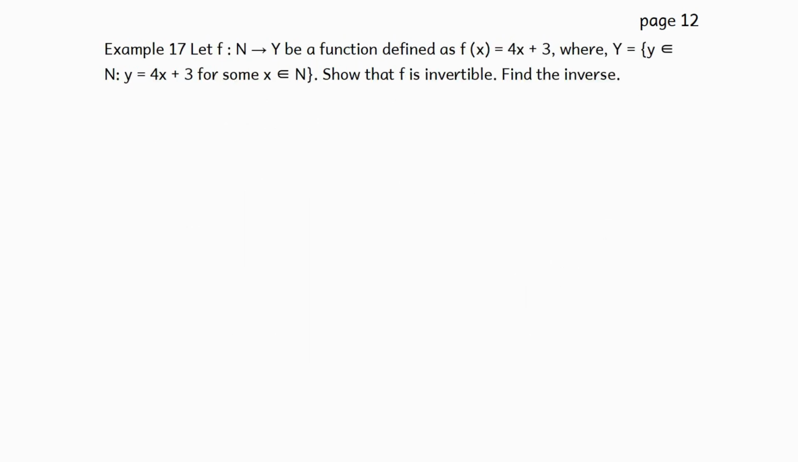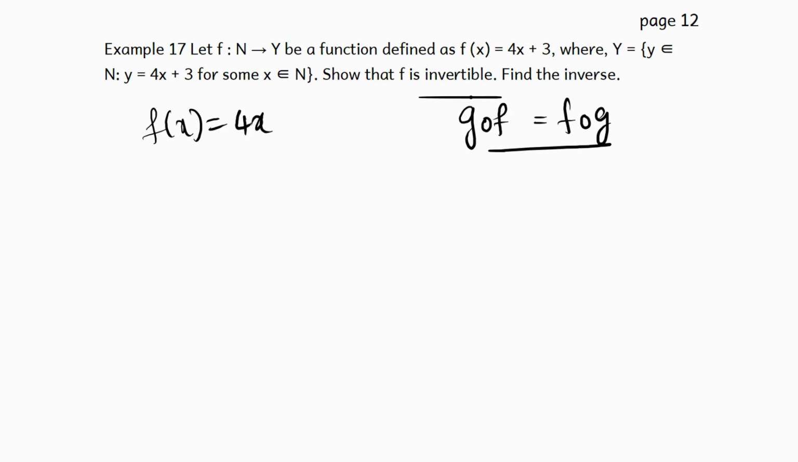Next we will see example number 17. The function given here is f(x) = 4x + 3, where Y is the set of all y belonging to the natural numbers, y = 4x + 3 for x belonging to the natural numbers. So x is a natural number, and we have to prove whether it is invertible or not. So consider f(x) = 4x + 3. Let y = 4x + 3.